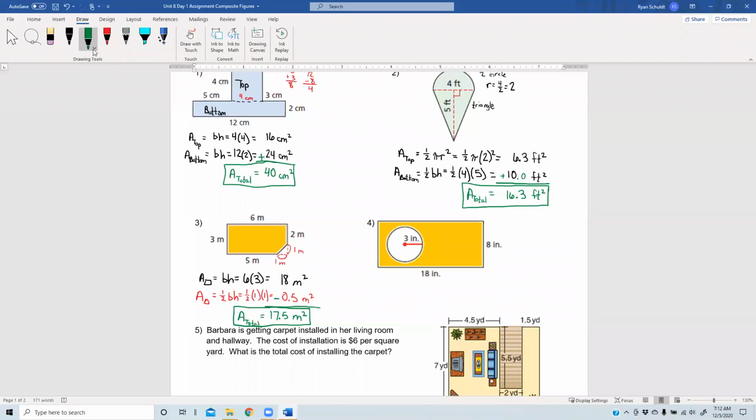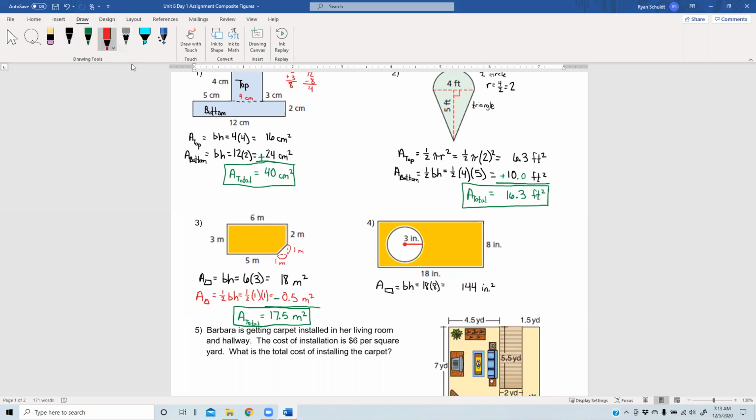Okay, number 4. Again, we have a rectangle, and then some evil person thought it'd be fun to cut a circle out of it. So let's first start by finding the area of the rectangle. It's a rectangle, so it's just going to be base times height, which is 18 times 8, or 144 inches squared.